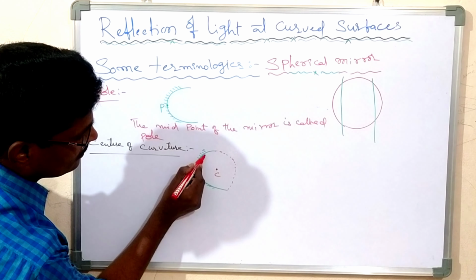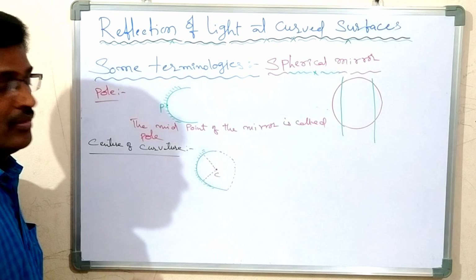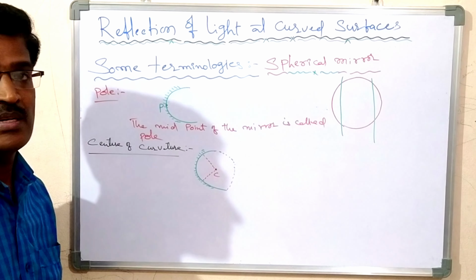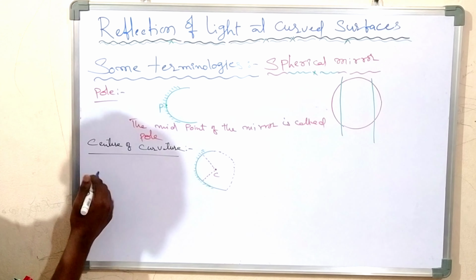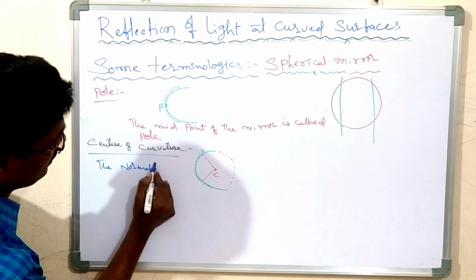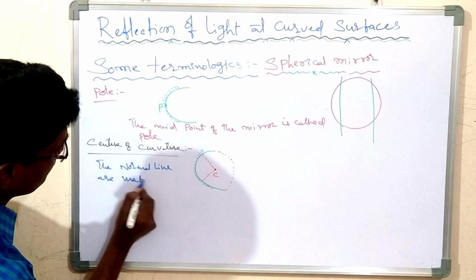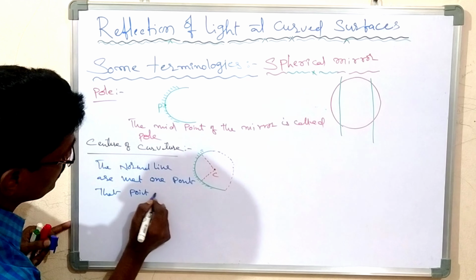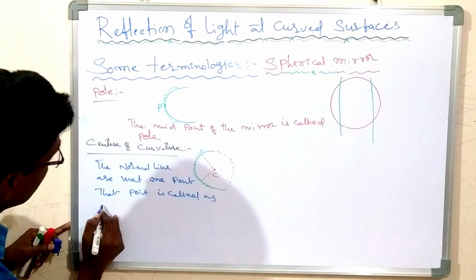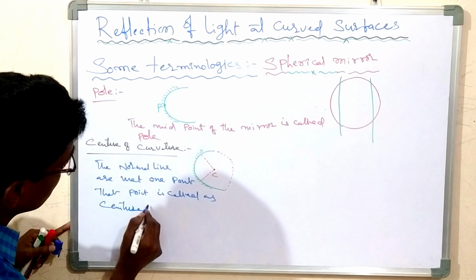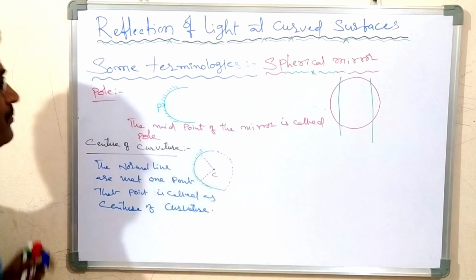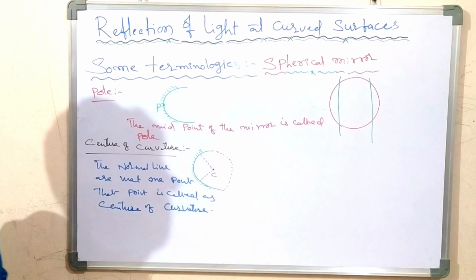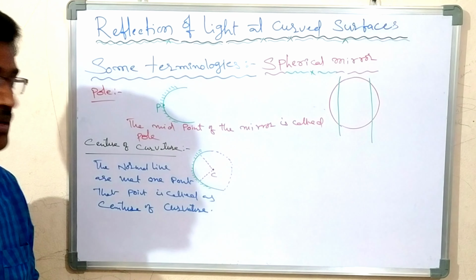From this point, any line joined to the mirror is a normal line. This is also a normal line. Where two normal lines meet, you can call it the center of curvature. We can write: the normal lines meet at one point, and that point is called the center of curvature. All the normal lines meet at one place, and that place we call the center of curvature. We have completed pole and center of curvature.